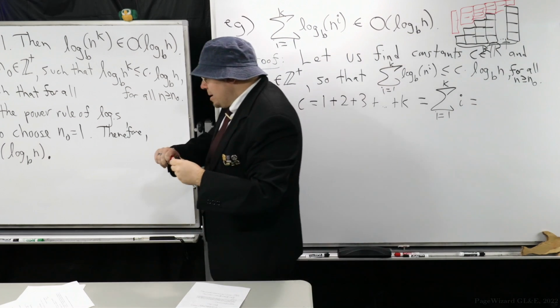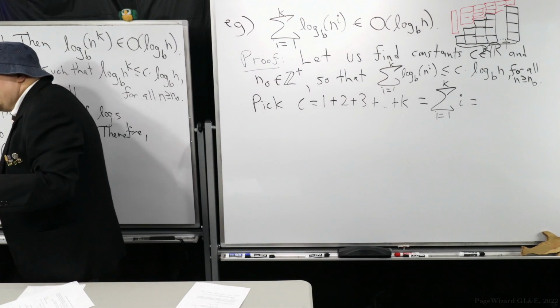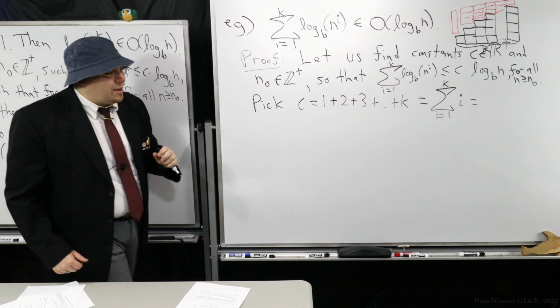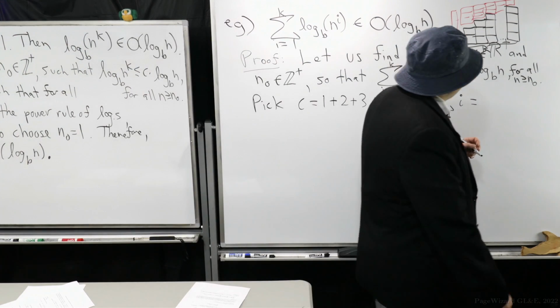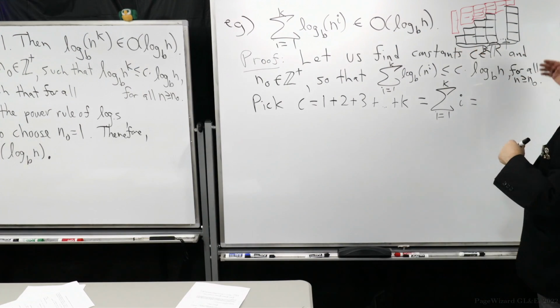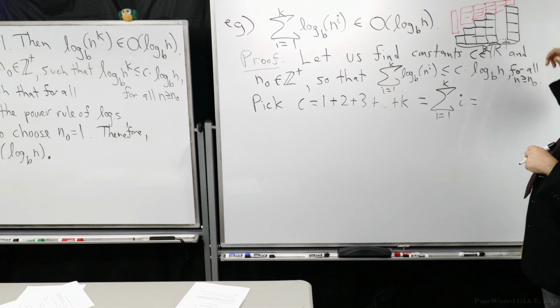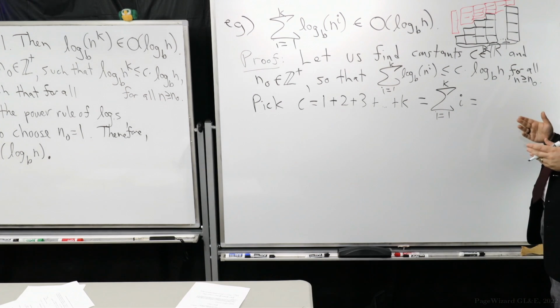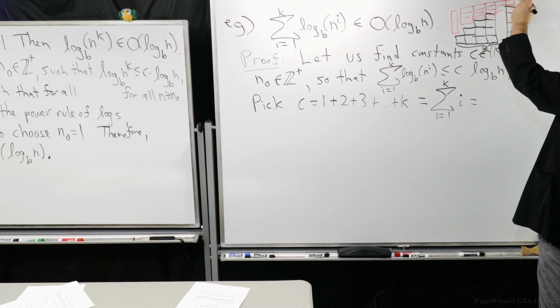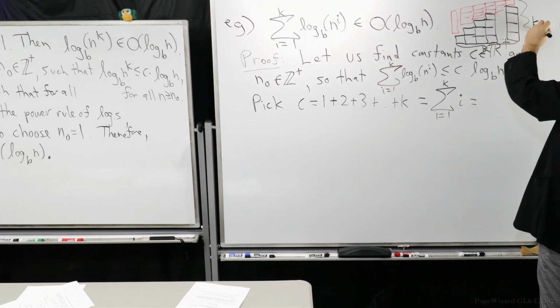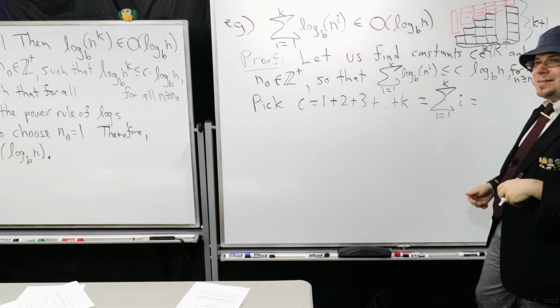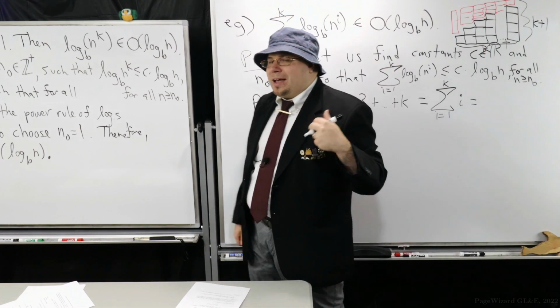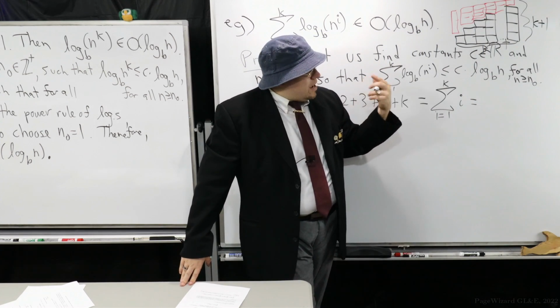And now, if you remember your lessons on how to compute the area of a rectangle, notice this dimension is k. What's this dimension? Is that k, or is it k plus 1? It's k plus 1. Well, what's the area of that? It's k times k plus 1.